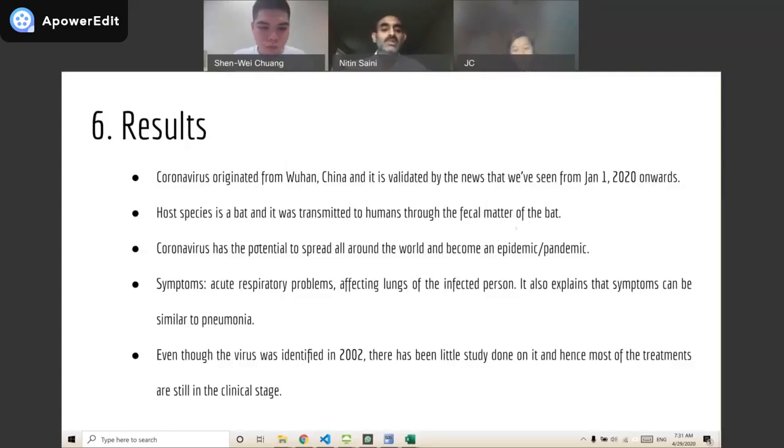And then the last one that we figured out was that even though this virus was identified long back, there has been very little study done on it, since there are keywords related to medical science, for example, clinical, preclinical, protein, hospital, and these keywords are all related, and that means that we do not have a solid treatment plan in hand as of now. Even after going through all these papers, we realize that all of the treatments that are there, most of them are in the clinical stage.